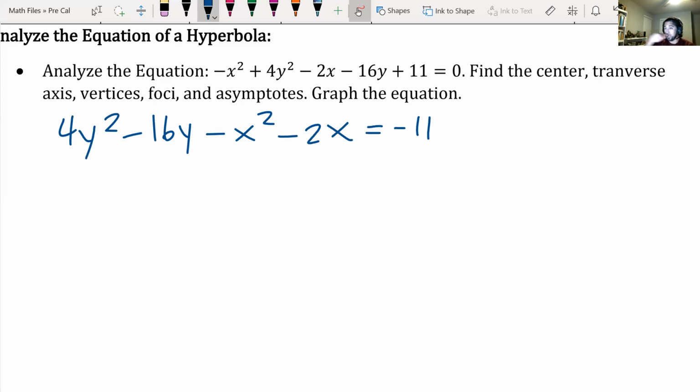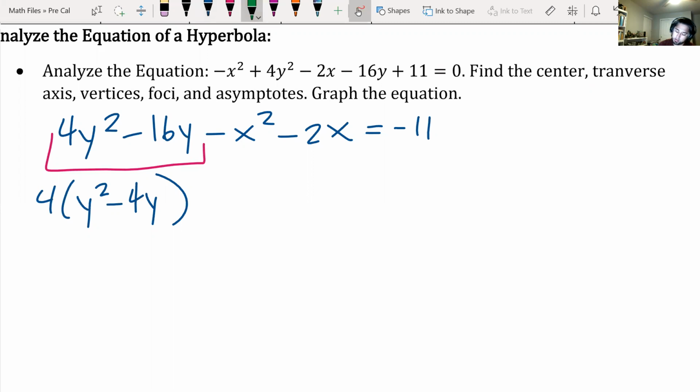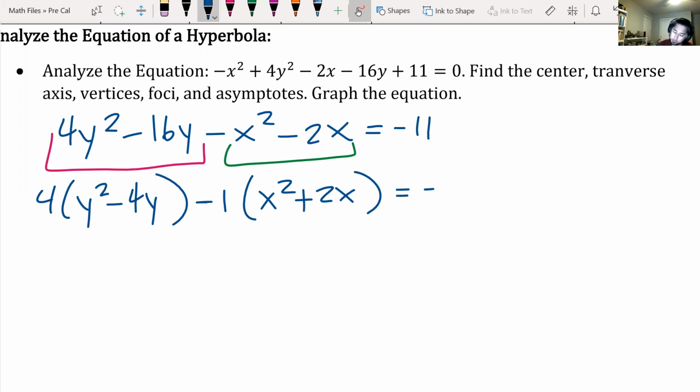Okay. And now we want to complete the square, but we can't do that unless the leading terms are positive 1. So what can I factor out of the y's? 4. We're going to take a 4 out. That'll leave me with 4 times y squared minus 4y. And what can I take out of the x's? A negative 1. And that'll leave me with x squared plus 2x equal to negative 11. And now we are ready to complete the square here.